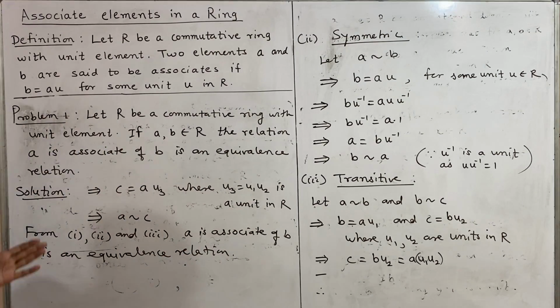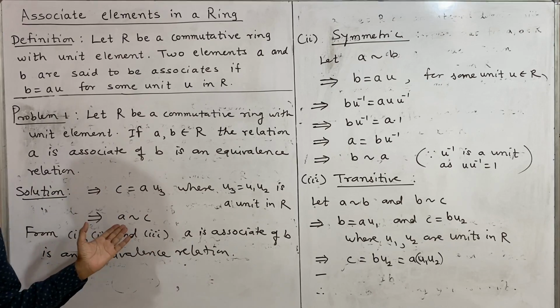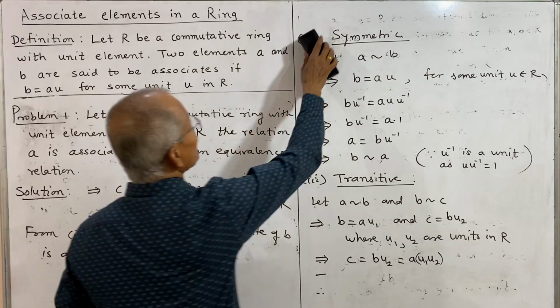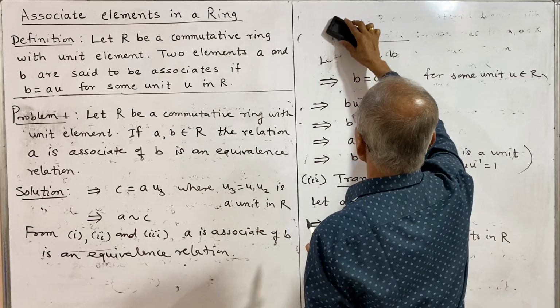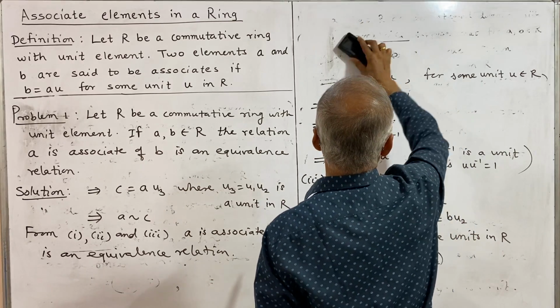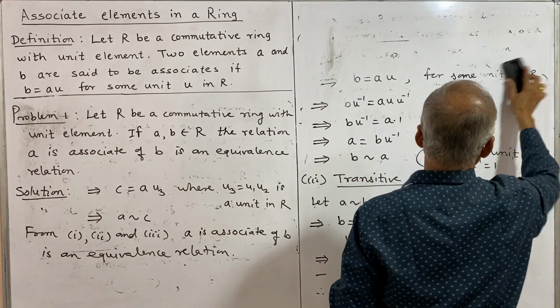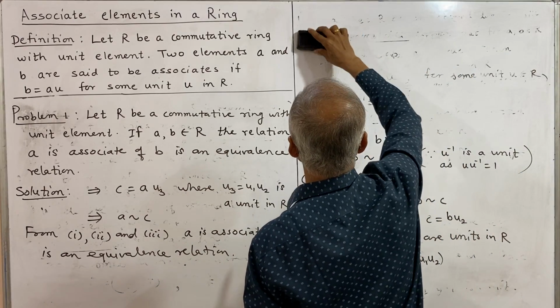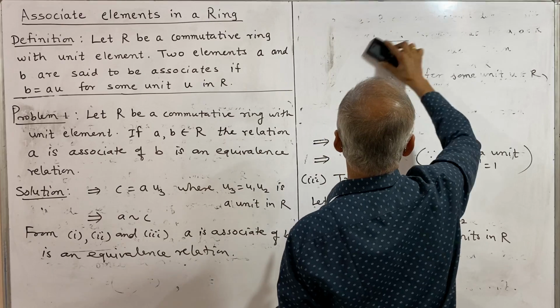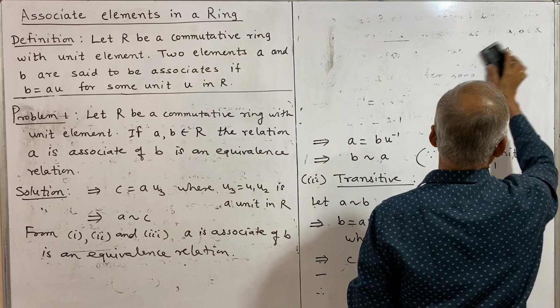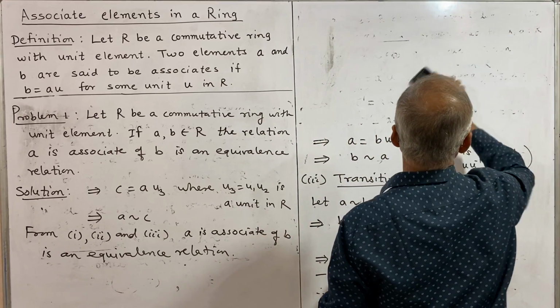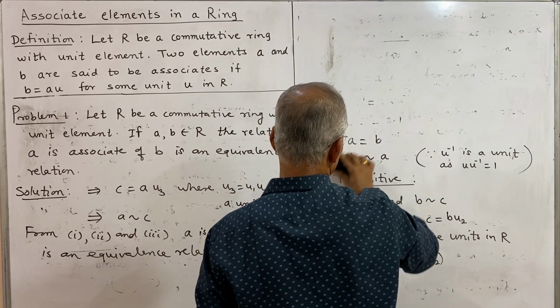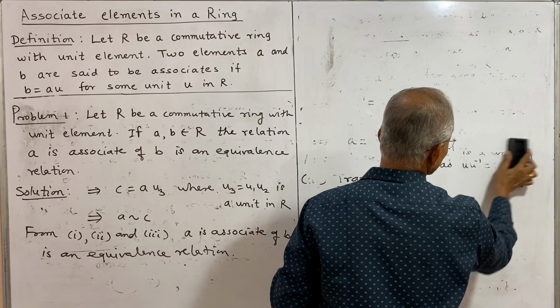So that means if A is an associate of B, B is also associate of A. And one more problem we shall consider for greatest common divisor. In a Euclidean ring R, if G1 and G2 are greatest common divisors of A and B, then G1, G2 are associates of each other. That we shall prove.